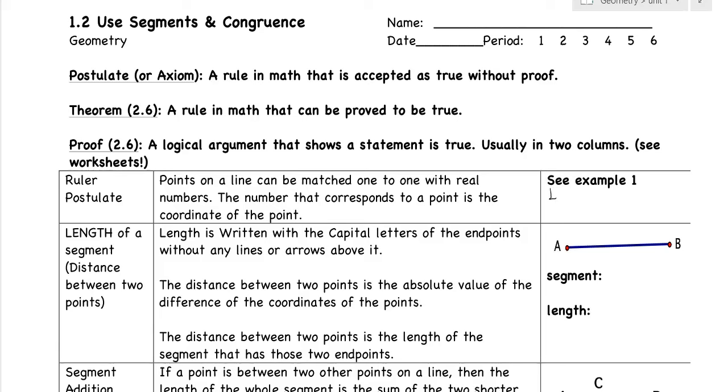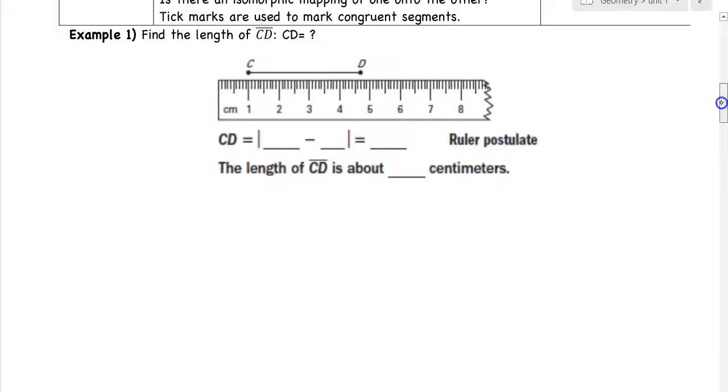Alright, so the ruler postulate. Remember, this is a rule that is accepted as true without proof. The ruler postulate says points on a line can be matched 1-to-1 with real numbers. The number that corresponds to a point is the coordinate of the point. So we're going to actually skip down to example 1 to see how this works real quick.